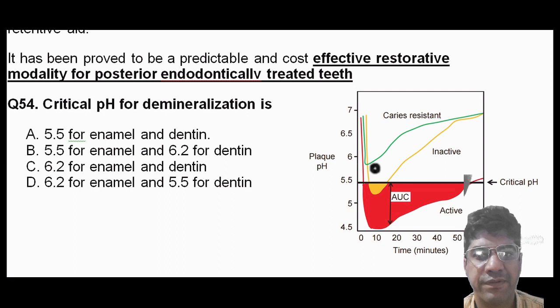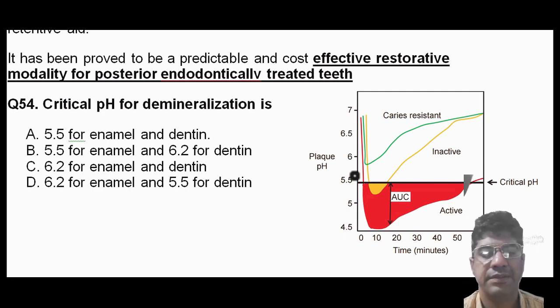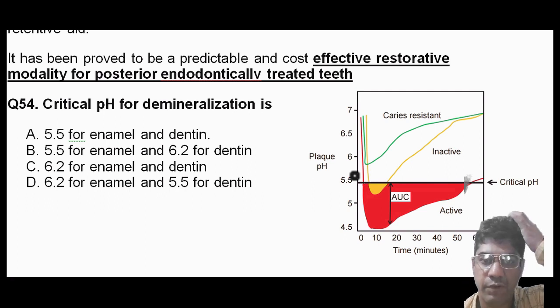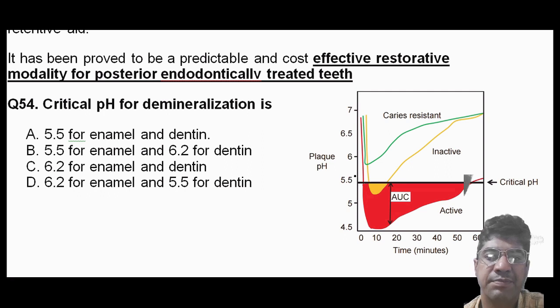So when the pH of the oral environment falls below the 5.5 range, that leads to an acidic environment that can cause demineralization of tooth enamel. We know that tooth enamel is primarily composed of minerals like hydroxyapatite, so that can dissolve in the acidic environment.